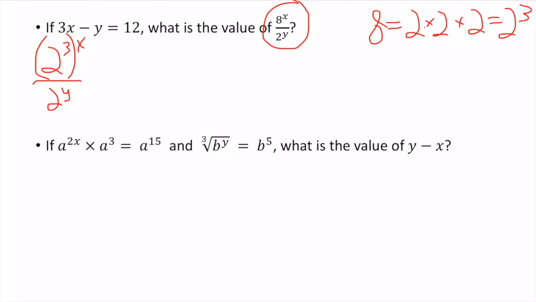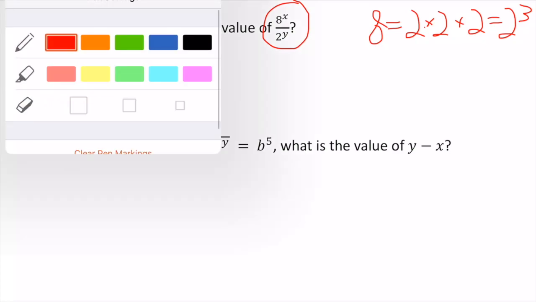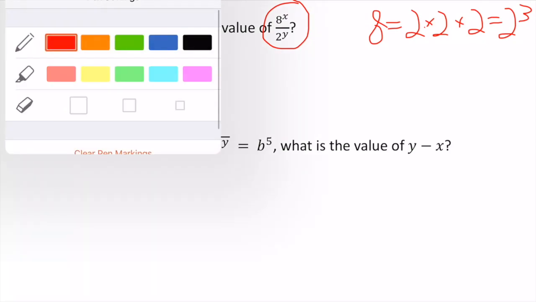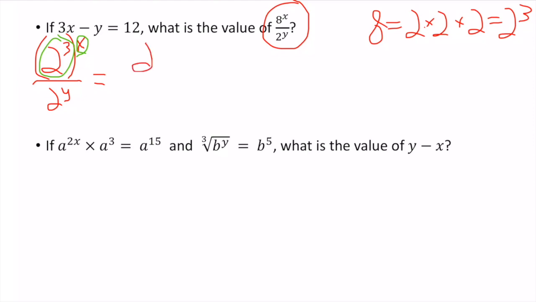Okay, so when I do that, I want to use my exponent rules. I have up here a base raised to another exponent, so I'm going to go ahead and multiply those two together. When I do that, I rewrite my base. I have 2 now times x, so 2 to the 3x. And I still have 2 to the y on the bottom.